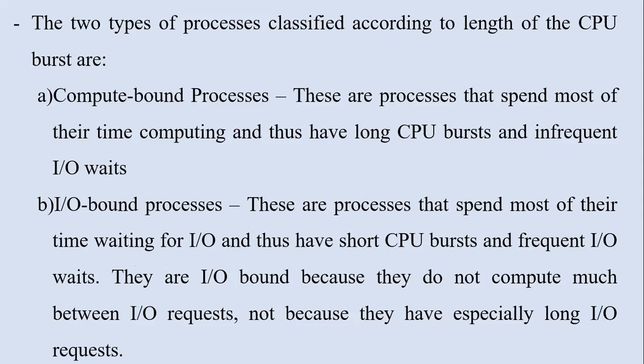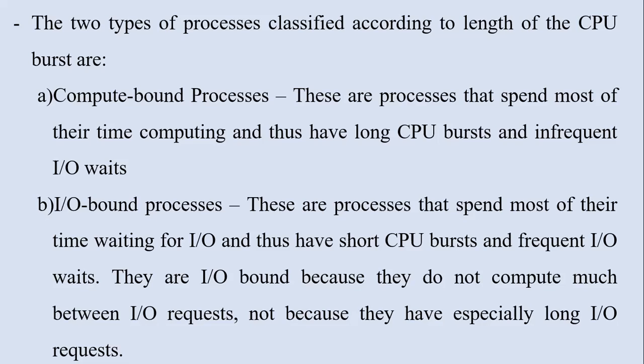The two types of processes, classified according to the length of the CPU burst. When I talk about the burst, it is the time it takes for the CPU to attend to a certain process under the running state. So the two types of processes classified according to length of the CPU burst are: number one, compute-bound processes, and number two, input-output bound processes.